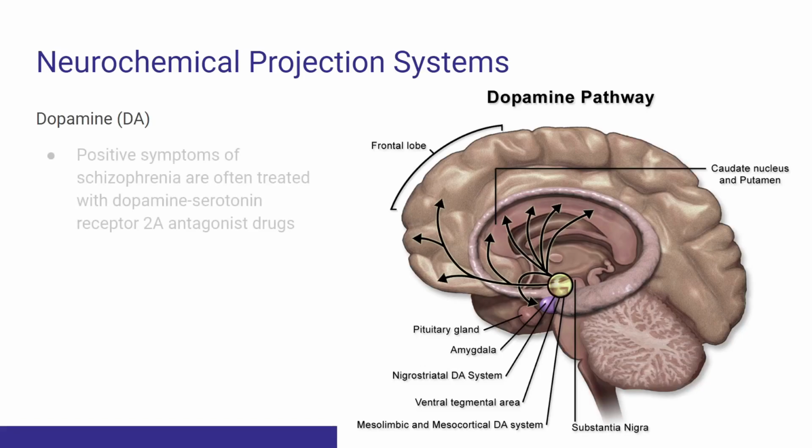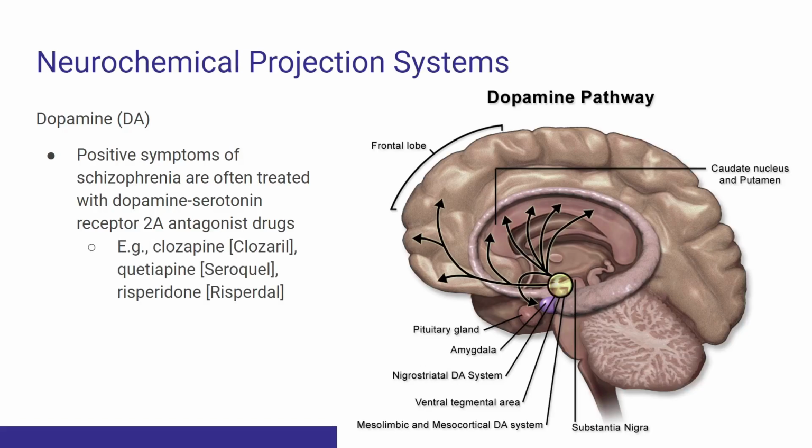some of its projections. So the positive symptoms of schizophrenia are typically treated with drugs that are antagonistic to the dopamine serotonin receptor 2A. So they prevent that receptor from being active. And these include clozapine, or trade name Clozaril, quetiapine, or trade name Seroquel, and risperidone, or trade name Risperdal.